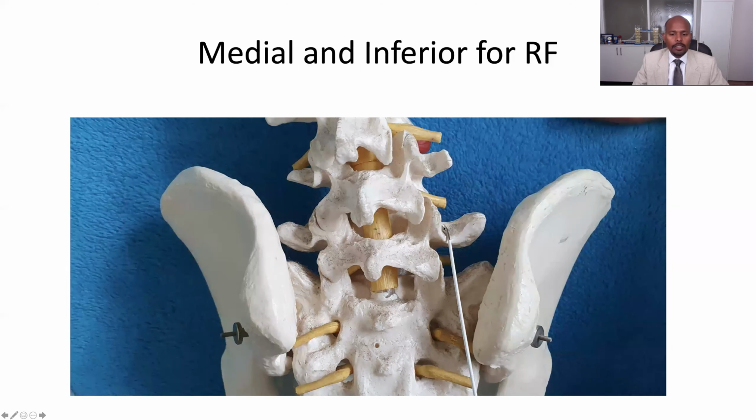For doing an RF, as you need to place the needle parallel to the nerve, you want to come as medial as possible, but also inferior. If you're too medial, remember this pedicle will push you out, so you would miss the target. If you're too lateral, you would miss the target too. So you want to be in an ideal curve where you're as medial as possible and as inferior as possible to get into the groove.